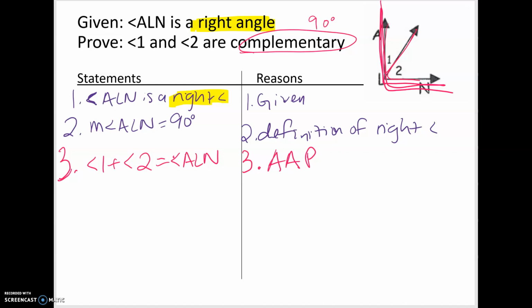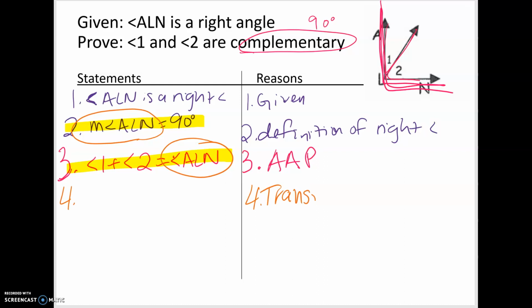Okay, now if I look at statements number 2 and 3, what do you notice that they have in common? You see that the measure of angle ALN is in both of those. So again, I'm going to use my transitive property. You guys will get used to seeing that one. A lot of the times proofs require the transitive property. This gives me that the measure of angle 1 plus angle 2 equals 90 degrees. You're just writing a statement from what was left.